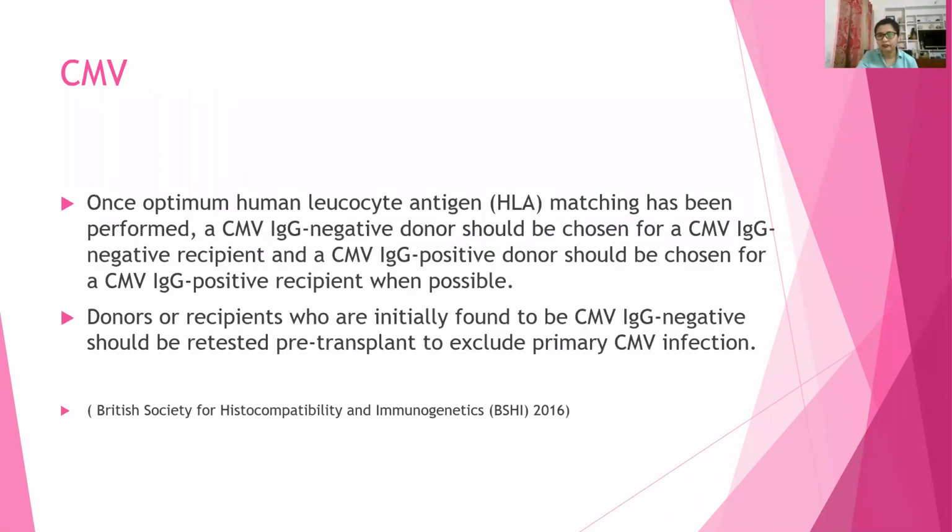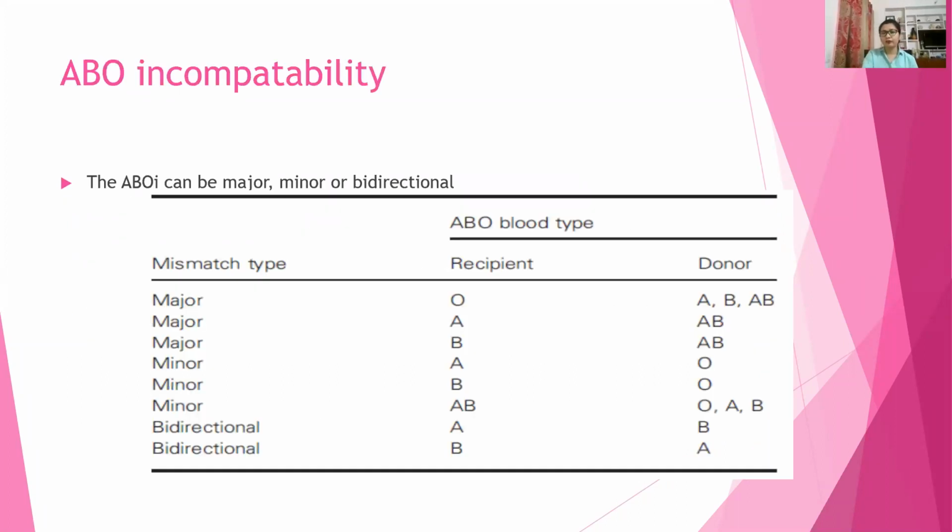So Dr. Kateva has already answered this question, so I'm going to the next slide. Now coming to the concept of ABO incompatibility. ABO incompatibility can be major, minor or bidirectional. Major is when the recipient doesn't have the antigen which is present in the donor, and in minor the antigen is not present in the donor but it is present in the recipient, and bidirectional is from both sides.